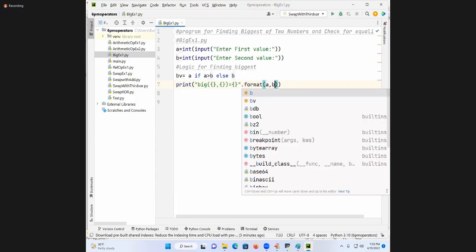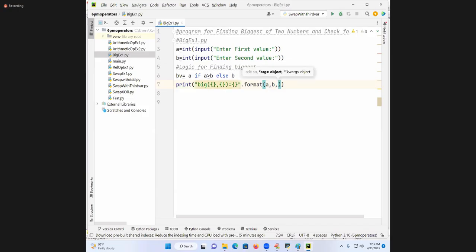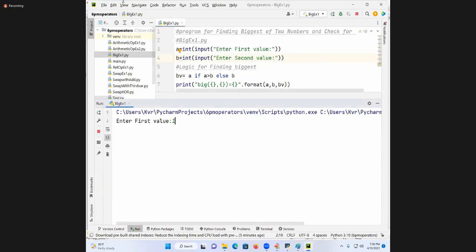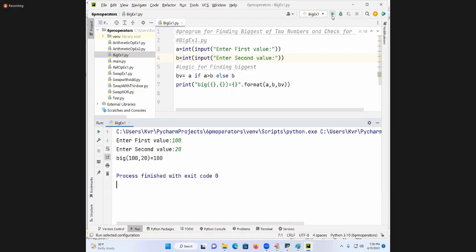Format of A comma B comma BV. BV stands for what? Big value. That's all. Execute. 100, 200. Got it. Next, run it. 100, 20. What is the bigger one? Let me run it again and apply the coding. Come on. 10, 20. Go to the code.